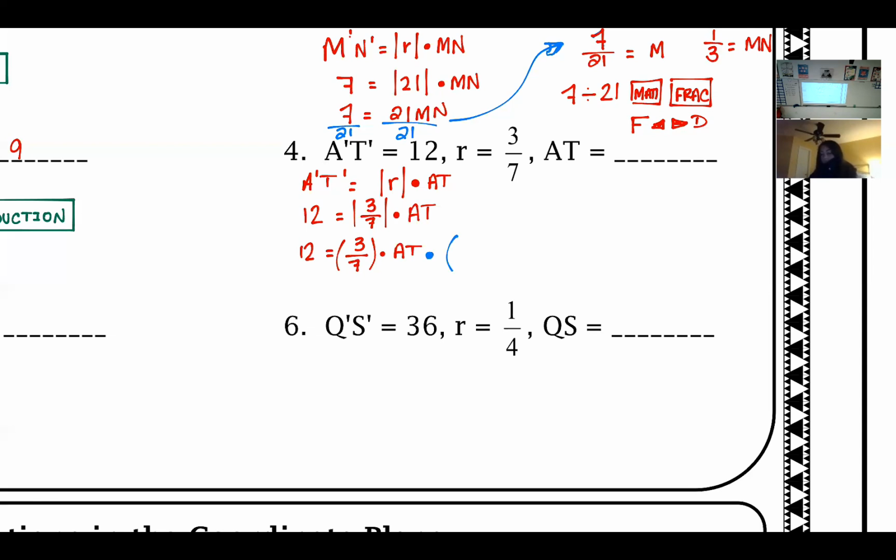You don't remember what it's called? Multiplying by the reciprocal. You do remember, my guy. So 7/3. So Evan is 100,000% correct. We are going to multiply both sides by the reciprocal. Because what happens on the right side?